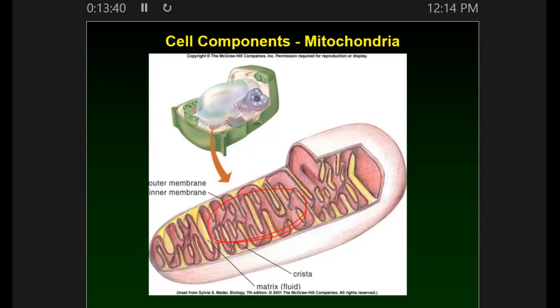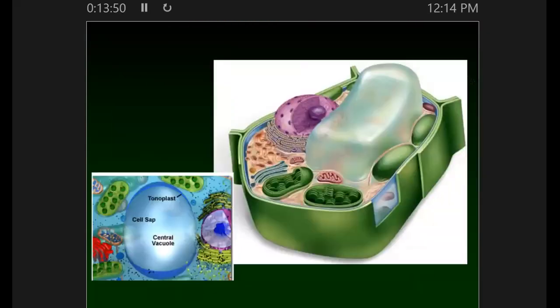So mitochondria are very important for the plant because they have to make their ATP just like we do, and they do it very similarly to how we do it. So that's a parallel to humans and other animals. And then I talked about this the other day, vacuoles. This is especially important for plants because they don't have that skeletal system, as I mentioned the other day.